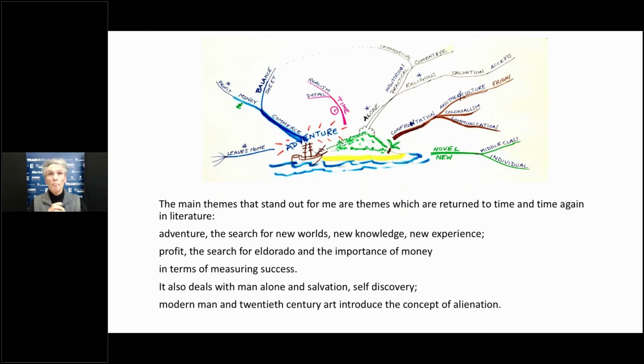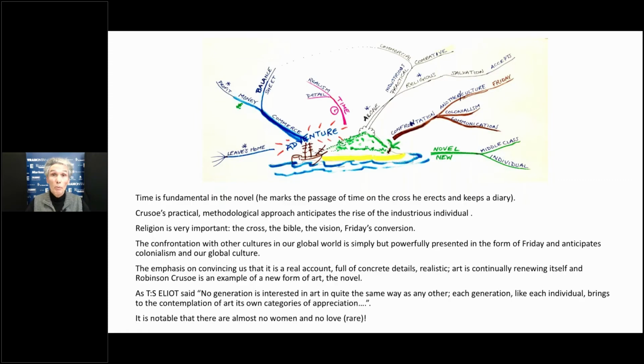It also deals with man alone and salvation, self-discovery. Modern man and 20th century art introduced the concept of alienation, so we could go back and look at the way Robinson Crusoe deals with his problem of being alone. Time is fundamental in the novel. He marks the passage of time on the cross he erects and keeps a diary. It gives a great sense of reality to the whole book.